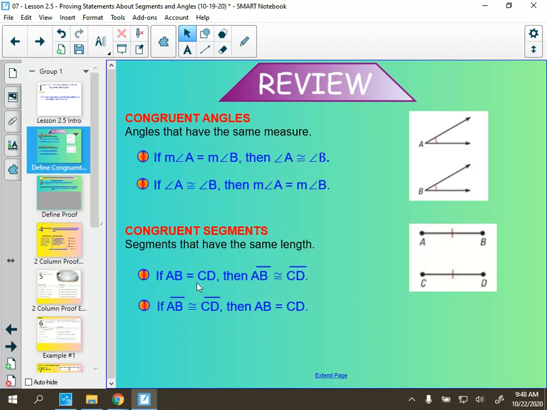Like I said, totally related. They go hand in hand. You can't really have one without the other. How could two segments have the exact same length, but then not be the same size and shape? So they are connected. If you have one, you have the other.